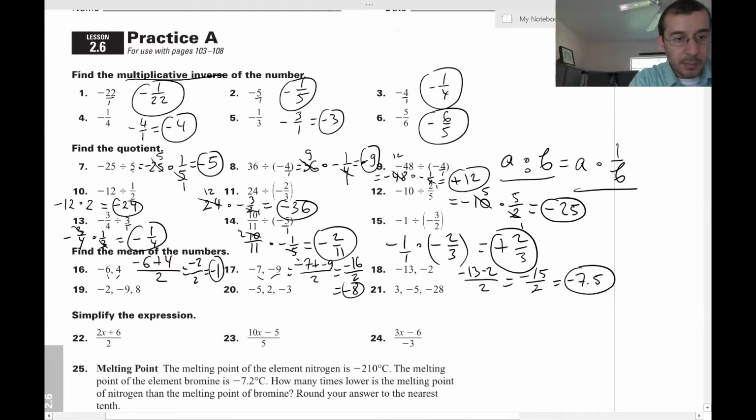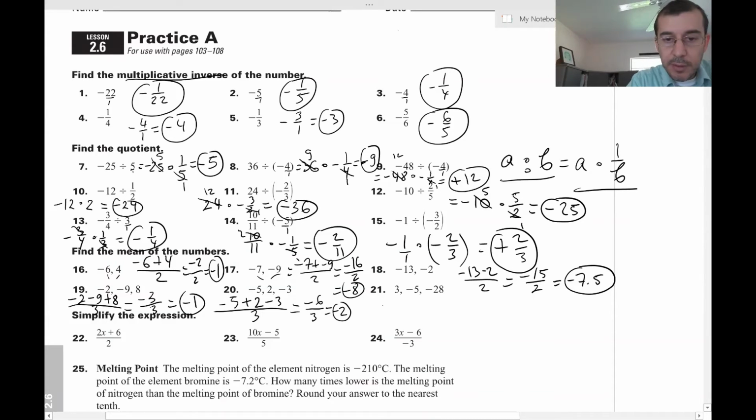Okay. Number 19, we're adding up these numbers. So the mean will be minus 2, minus 9, plus 8, over how many numbers? 1, 2, 3. We have three numbers, so divide by 3. Minus 2 and minus 9 is minus 11, plus 8 is minus 3, over 3, or minus 1. Number 20, we're adding up these numbers, so minus 5, plus 2 and minus 3 over how many numbers? 1, 2, 3. Three numbers. Minus 5 and minus 3 is minus 8, plus 2 is minus 6 over 3, or minus 2.